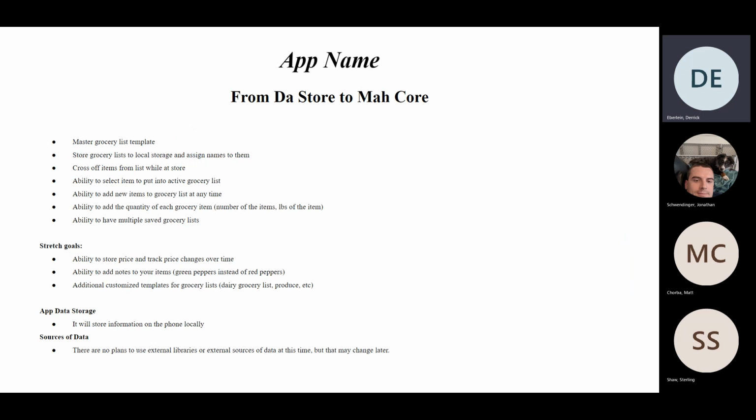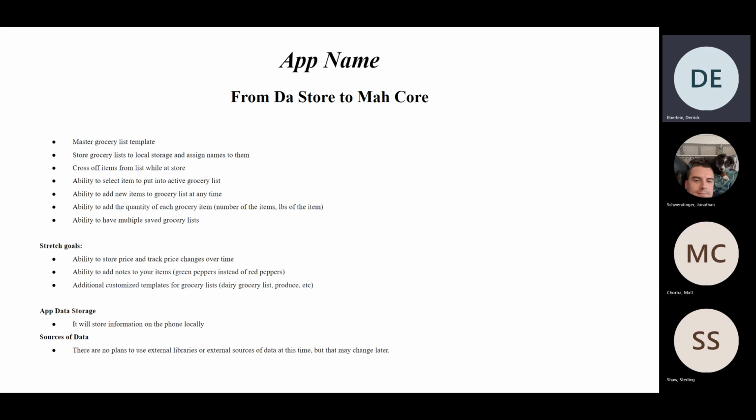So our app name is From the Store to My Core. It is a grocery shopping list app, with some of its main features being a master grocery list template, which you can just add whatever item you want to. Some of the other features we'll have will be we'll store grocery lists to local storage and assign names to them for loading and reloading them at any time, in case you have a standard grocery list you use all the time for your weekly shopping with the same items. You can cross items off the list while at the store, so you get that item, you can just mark it off.